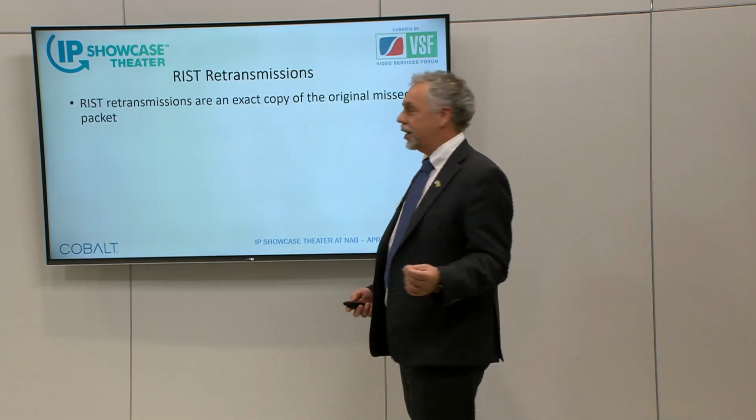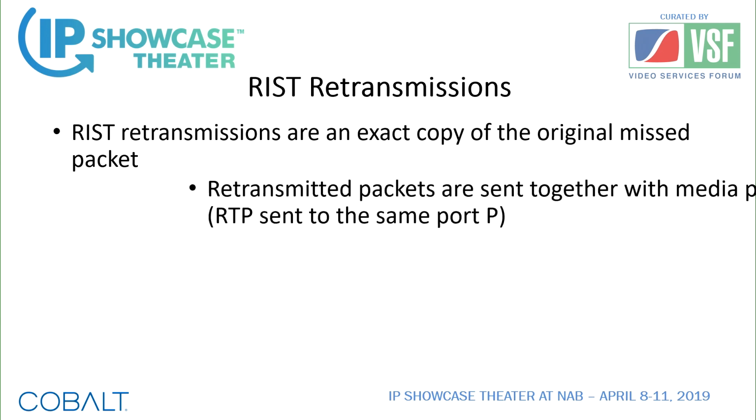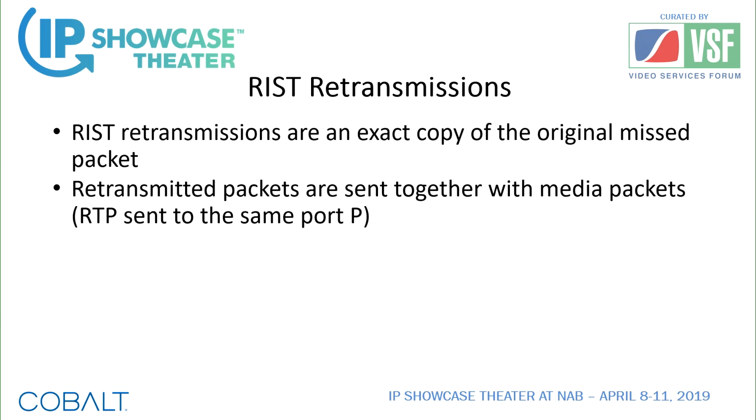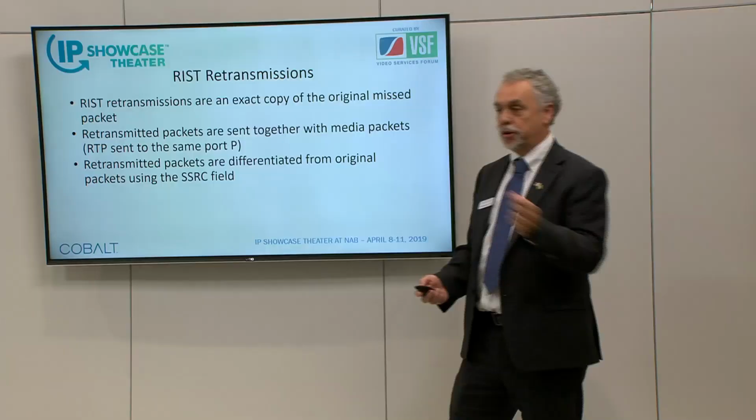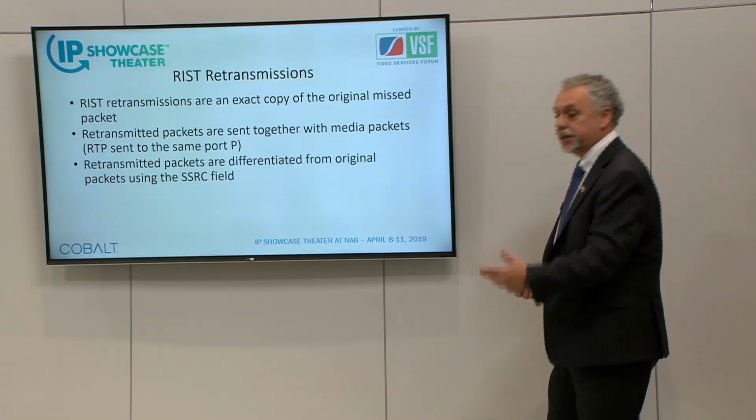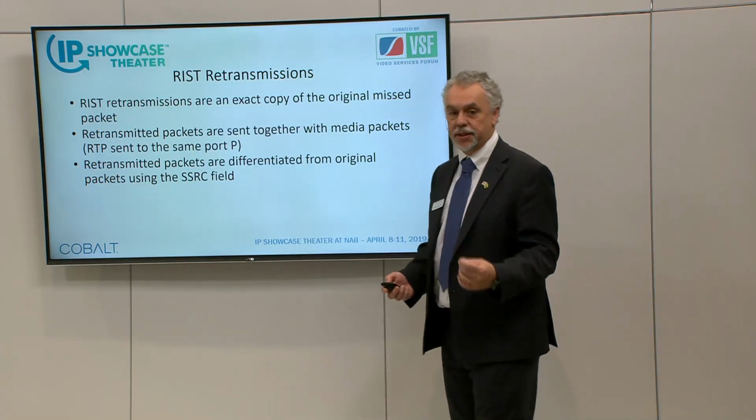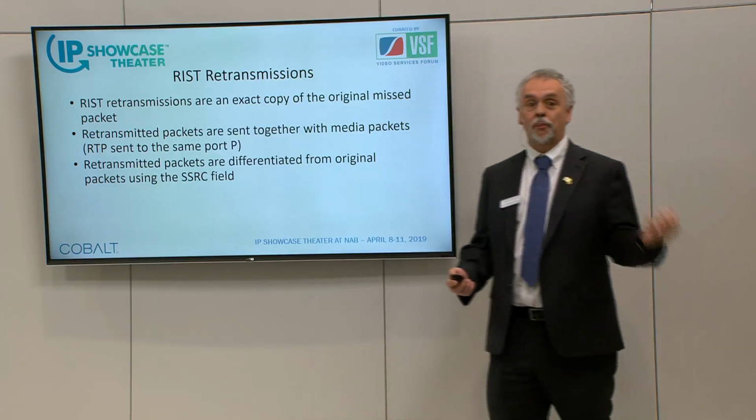How do we send a retransmission? A retransmission is an exact copy of the packet. Obviously, it has to have the data because you didn't get it, right? We send it mixed in with the media on the same RTP flow, but we need to differentiate that from the original packet. You need to be able to tell whether a packet is a standard original packet or a retransmission. Why? Because of system stability. You don't want a retransmitted packet to be the anchor for you to call packet loss.